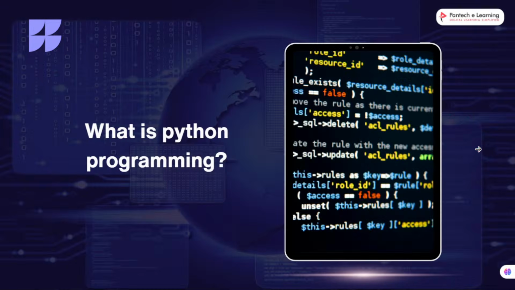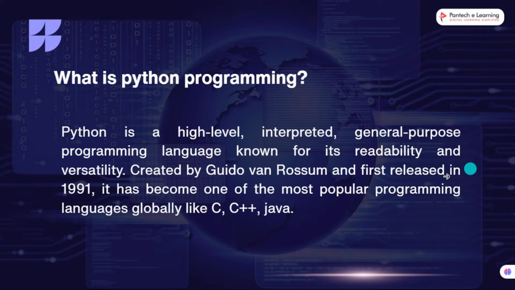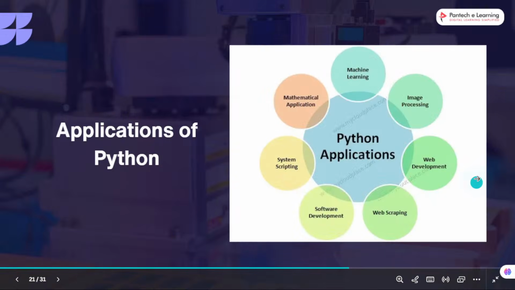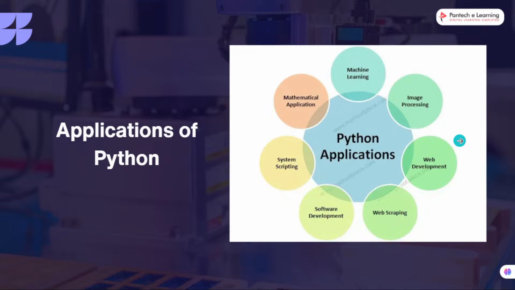Next, you know Python, so I don't want to enter into this concept. Python is one of the basic programming languages, with comparatively very easy syntax to handle. Applications of Python include machine learning, image processing, web development, web scraping, software development, system scripting, and mathematics. Python can be used everywhere. If you want to learn AI technology, Python is an easy language and you can easily understand and develop code with it.